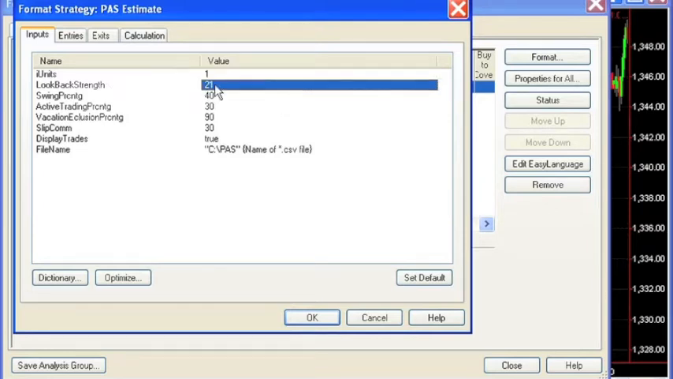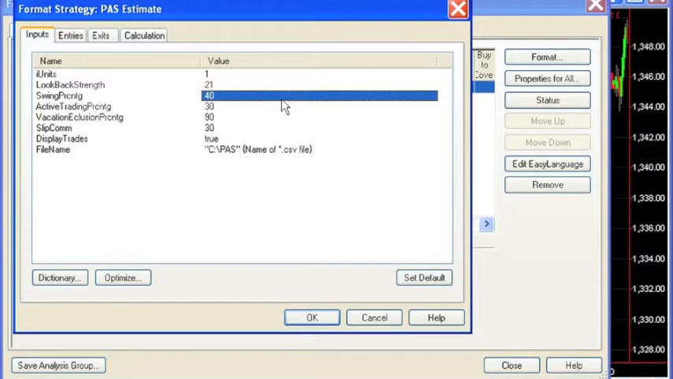Lookback strength is in regards to how many bars we're going to consider when looking for our swing highs and swing lows. This isn't an optimized number by any means. I just kind of eyeballed this on a chart, and I suggest you do this if you're going to be wanting to change this, and just look for capturing the major swings. You don't have to try to capture every little tiny swing, but try to capture the big swings, and 21 seemed to work out okay.